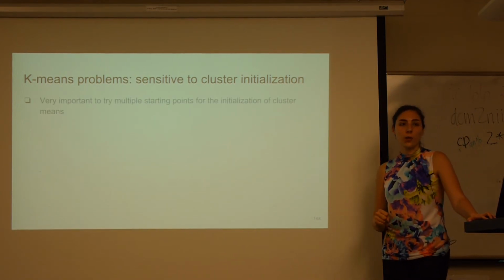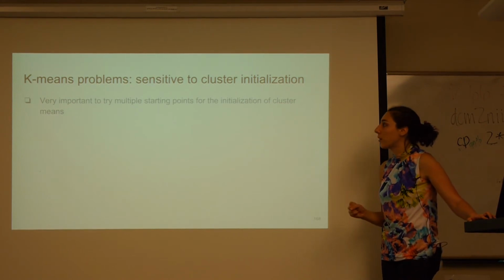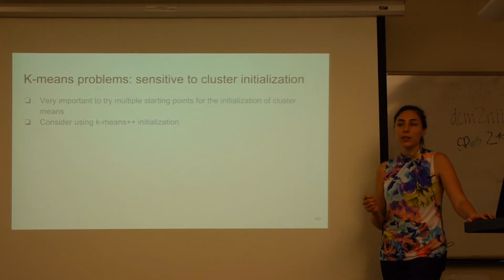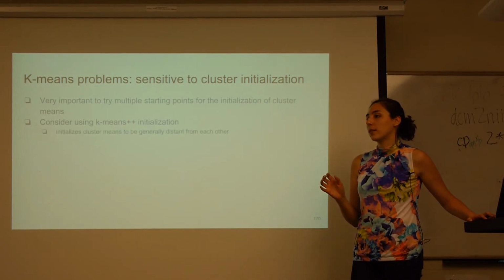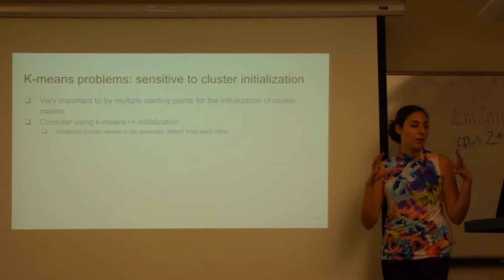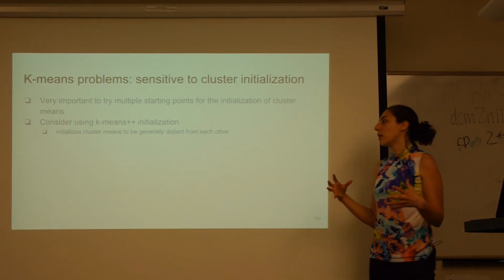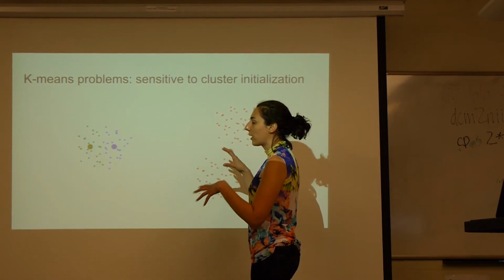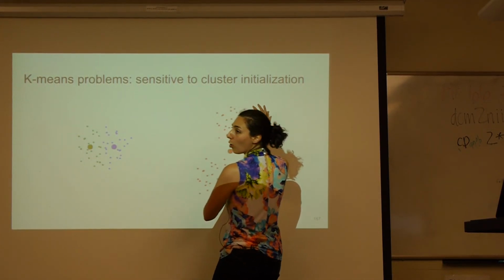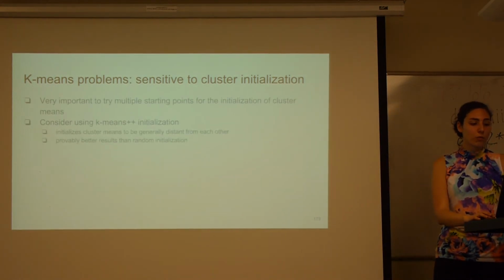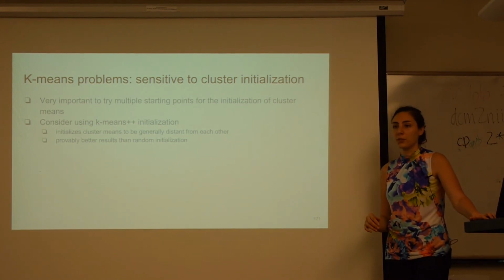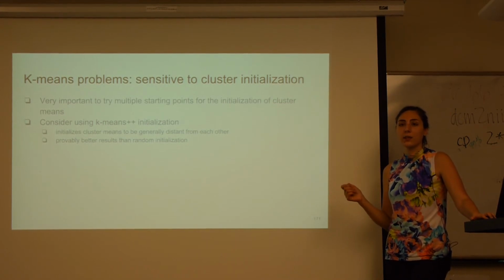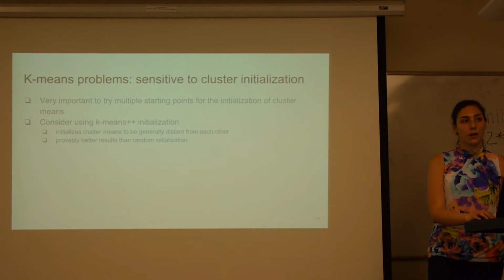So it's very important when you're using k-means to try different initializations of the cluster centers. And also, there's this initialization method called k-means++, which initializes the cluster means so that they're generally most distant from each other. So this allows us to sort of avoid this situation here. With k-means++, we would get means that are in all 3 clusters. And this provably gives us better results than the random initialization. So I highly recommend, if you use k-means, to use k-means++. And this scikit-learn module has this initialization built in, but you have to specify it.